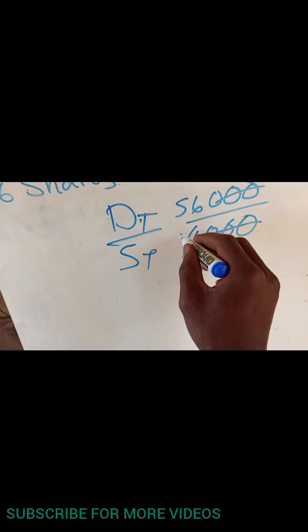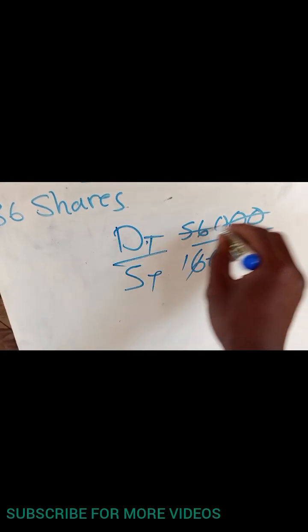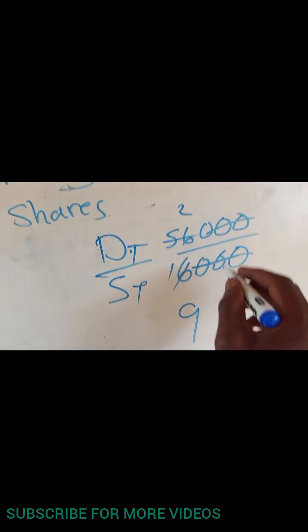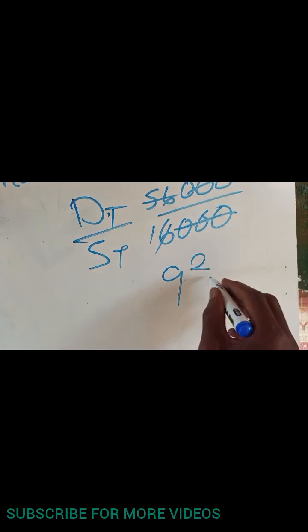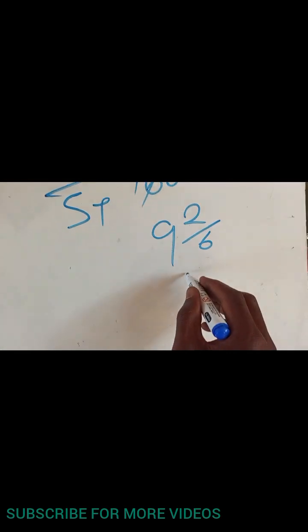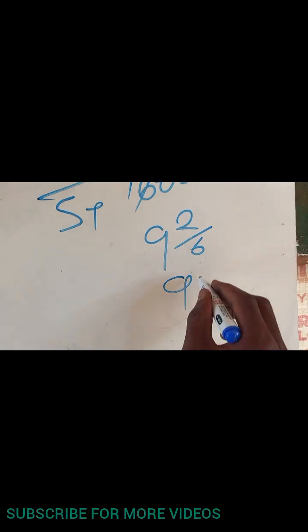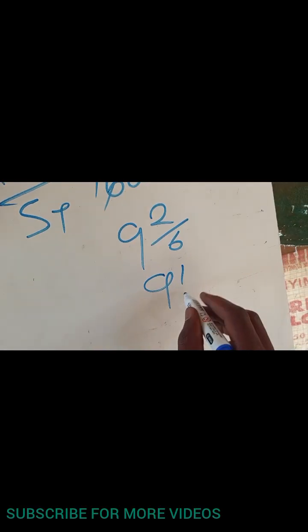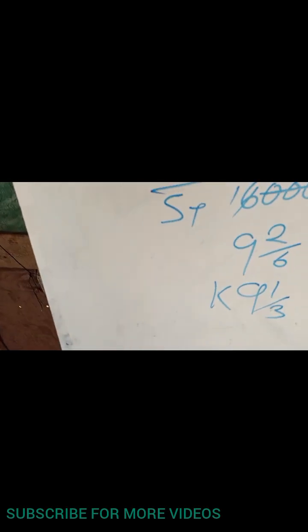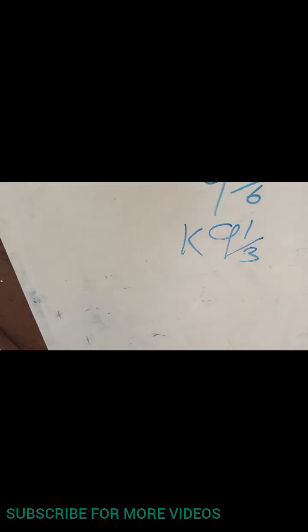Then here we have 6 into 6, 1. 6 into 56, we are going to have 9 remainder 2. So we are going to have 9 remainder 2 over 6. So 9 remainder 2, we are going to simplify this number to 9 and 1 over 3. So this is the amount that was payable to a person with 1 share.